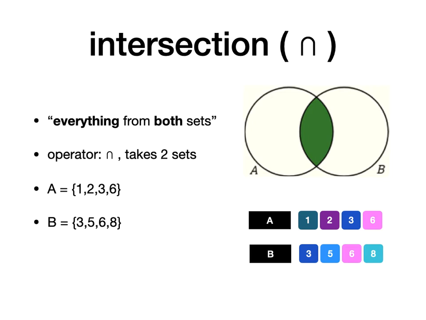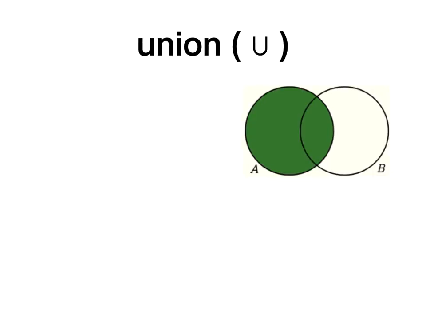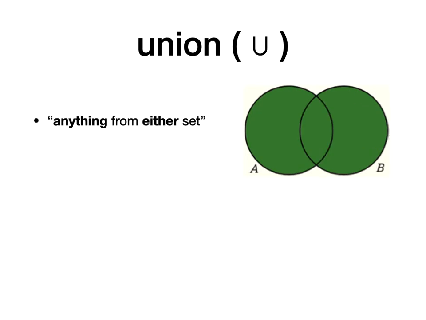The intersection of these two, the overlap only, would be, if you use your human eyes, you can see pretty quickly, just 3 and 6 are in that set, right? So A intersection B, the intersection of A and B, these sets, is 3, 6. Okay. Now, union will be sort of the opposite. So anything from either set. Okay. So U, the operator, the right side up U, or just get used to union and intersection.